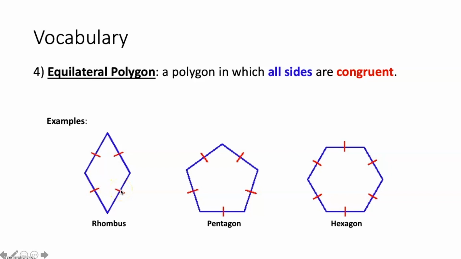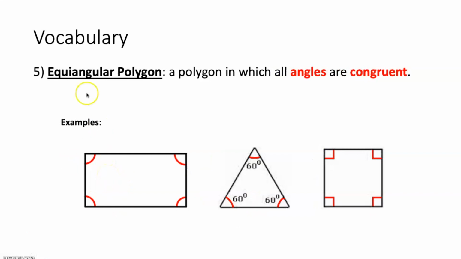Now, you will either be given tick marks or you'll be given the actual measures of each side, like 5 centimeters, 5 centimeters, 5 centimeters, 5 centimeters. That will still tell you that it's an equilateral polygon. Now, an equiangular polygon is a polygon in which all the angles are congruent. Remember, equa means equal, angular is obviously referring to the angles.